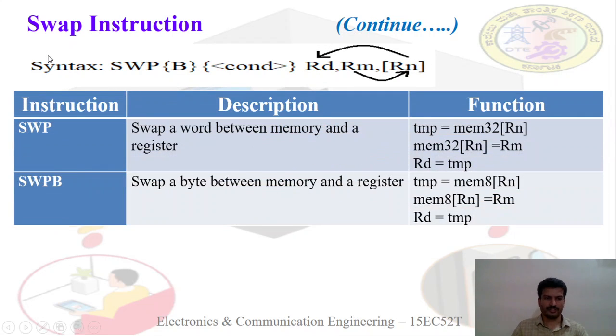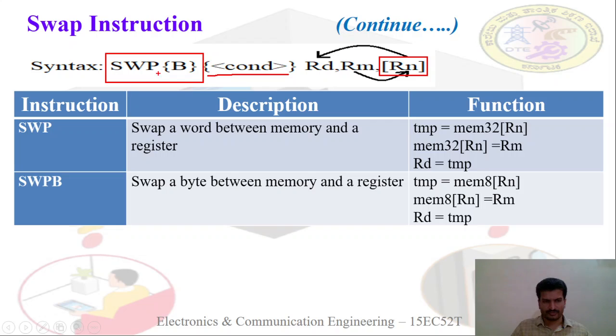So now consider the syntax of the swap instruction. The swap instruction is SWP. B means byte. This is also conditionally executed, so this is optional. Then RD, RM, within square brackets RN. This is the memory location, where RD and RM contain the data. So here that register contains the memory address.